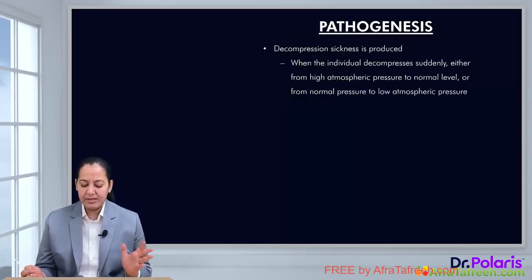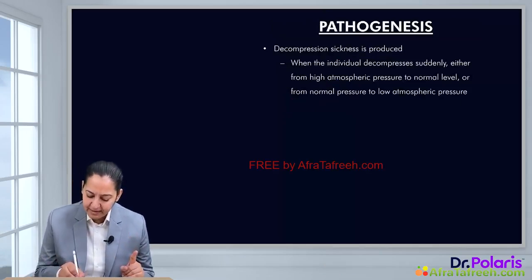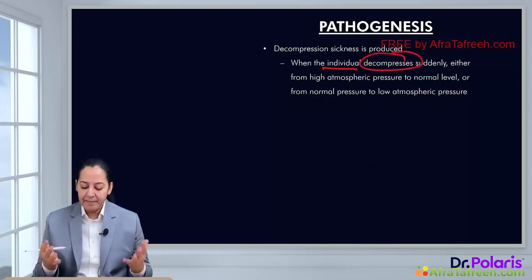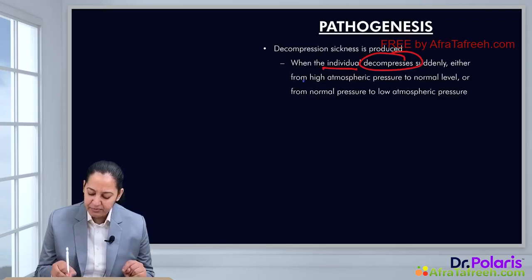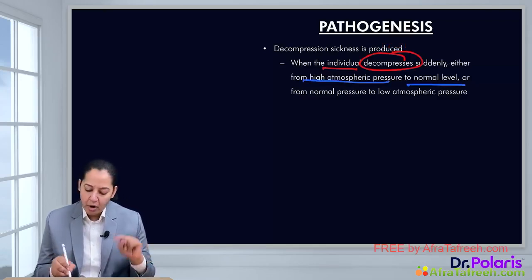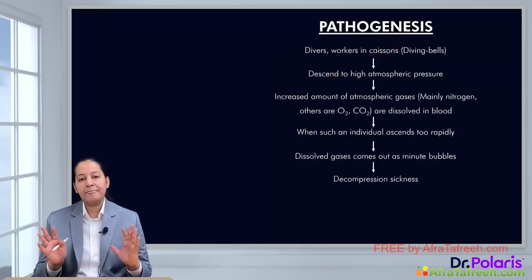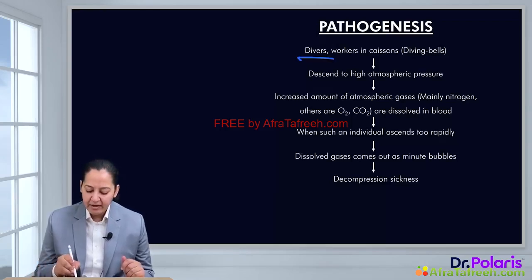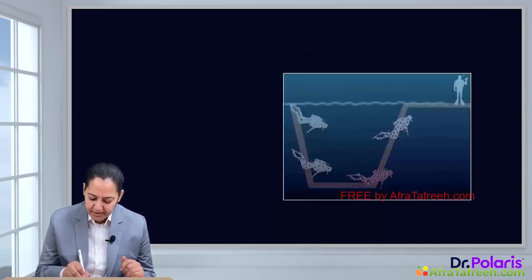Now, what is the pathogenesis of decompression sickness? When a person decompresses suddenly, it will produce decompression sickness. What do you mean by decompression? When a person is coming from high atmospheric pressure to normal atmospheric pressure, or from normal atmospheric pressure to low atmospheric pressure, it can produce decompression sickness. So if divers are there and they are descending, you can see in this diagram, this is a diver.